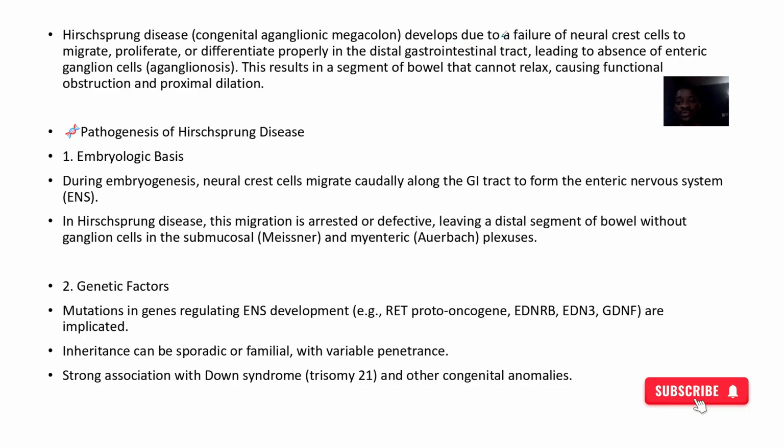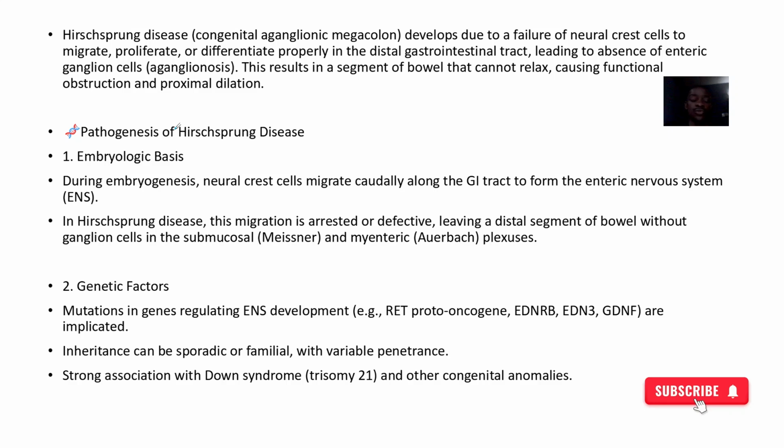Now it develops due to a failure of what? Neural crest cells to be able to what? Move properly to a particular region, proliferate or differentiate, okay, in the lower part of the gastrointestinal tract, which you can also say the distal part of the gastrointestinal tract. So you're having cells there, and those cells don't have nerve cells alongside them.